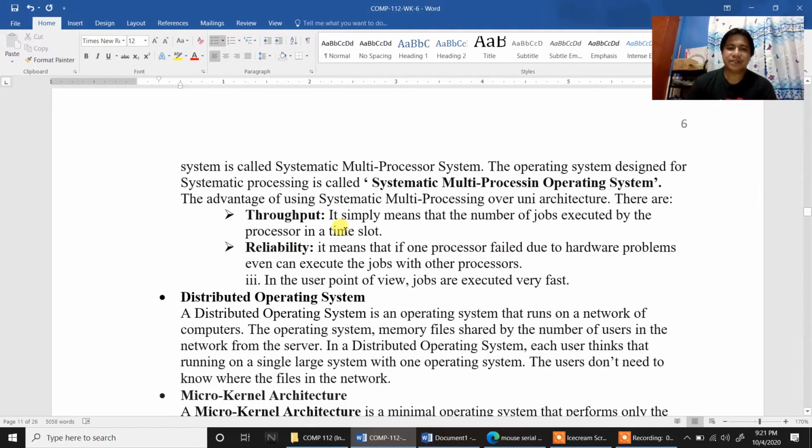Okay, so we have throughput and reliability. Throughput means the number of jobs executed by the processor in a time slot. It follows the order, systematic. Reliable, because you can rely on it: whatever the process is, it is what you get. WYSIWYG.